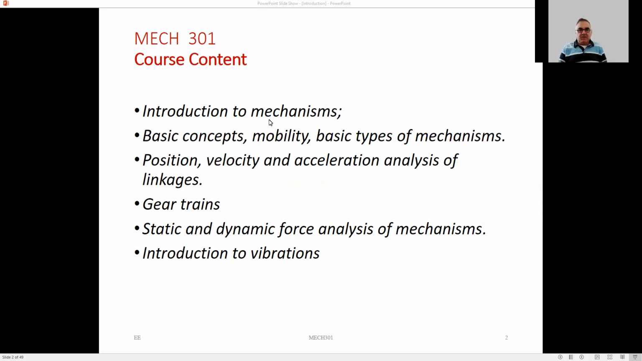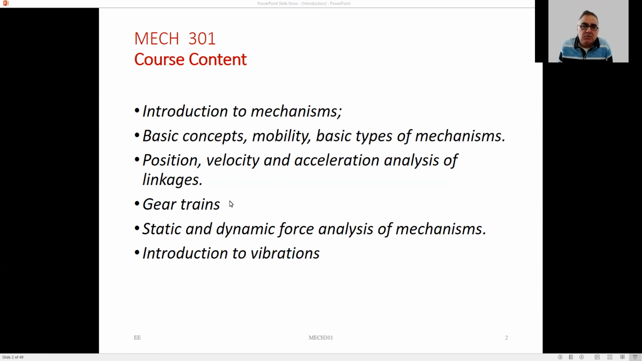We have introduction to mechanisms, which we will partially do today. And then there will be some basic concepts like mobility, which is the same thing as degree of freedom, and some basic mechanisms. Then we will analyze the kinematics of mechanisms, which means position, velocity, and accelerations of mechanisms, how they are related to each other, and how we can find out what kind of velocities and accelerations develop inside the mechanisms.